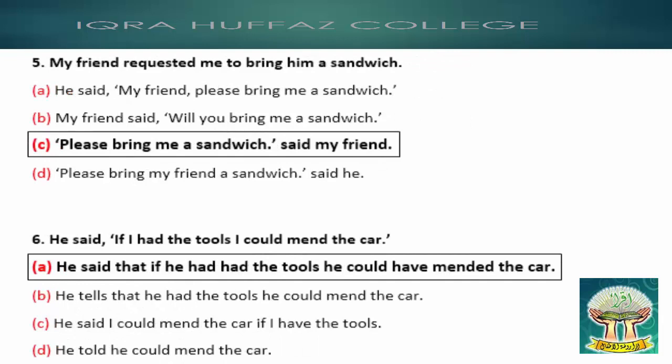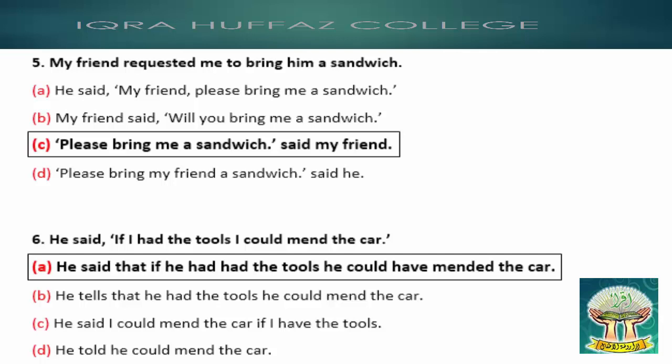Sentence number 5. My friend requested me to bring him a sandwich. Option number C is the correct option out of A, B, C and D. Please bring me a sandwich, said my friend. So we can use reporting speech at the beginning or in the end, as it is used in the end here, said my friend. So it doesn't make any difference. Wherever it is, when you are converting this sentence into indirect, you may use reporting speech at the beginning, as in sentence number 5, my friend requested me to bring him a sandwich.